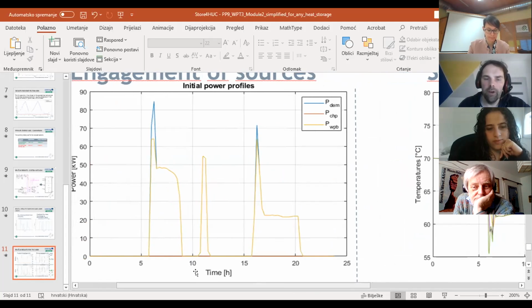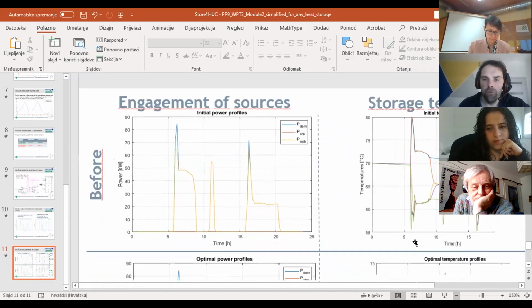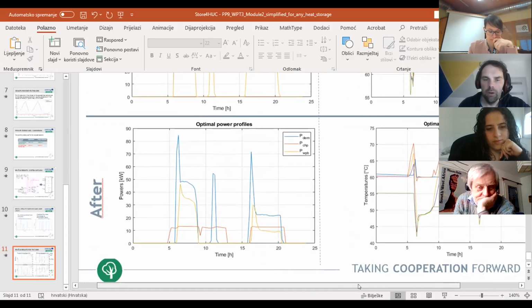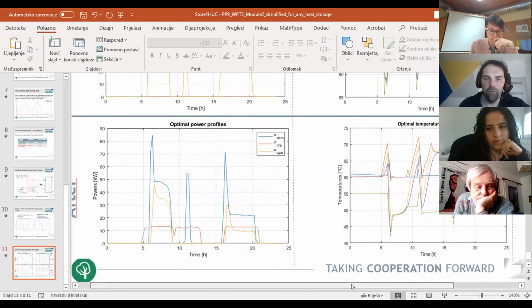And in the other case, I'll zoom out. After you perform the optimization and get the advices, this would be the profile.